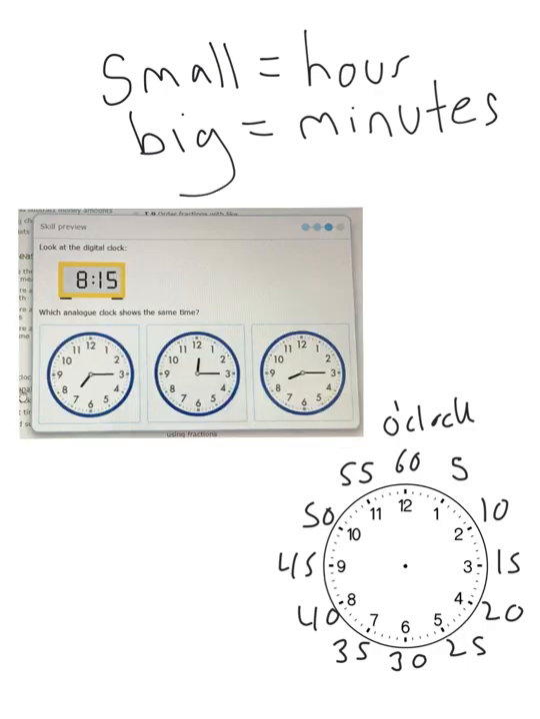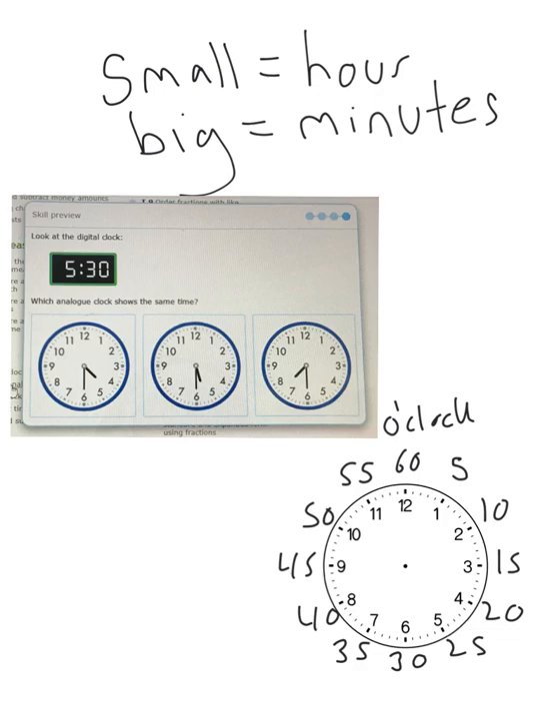In these examples, they give us the digital time and they want us to figure out which analog clock matches. So 8:15, so 8, well, this one is in the 7 hour, so it's not that one. This one's in the 12 hour, so it's not that one. It must be this one. Let's double check with the big hand. 5, 10, 15. Yep, 8:15.